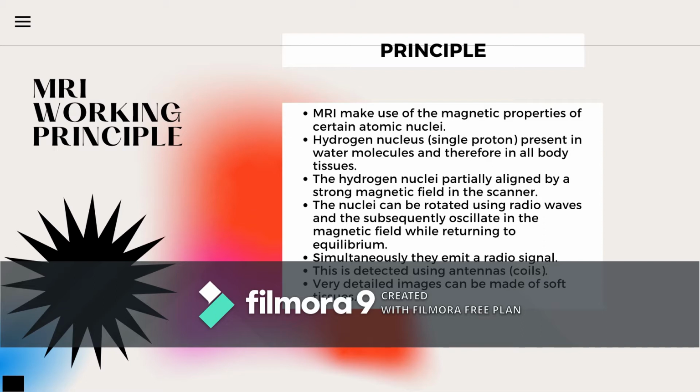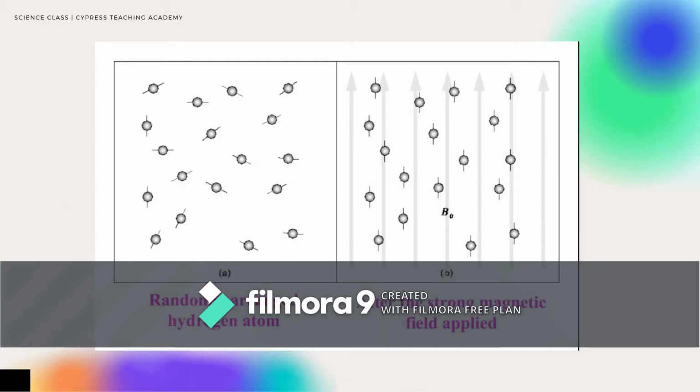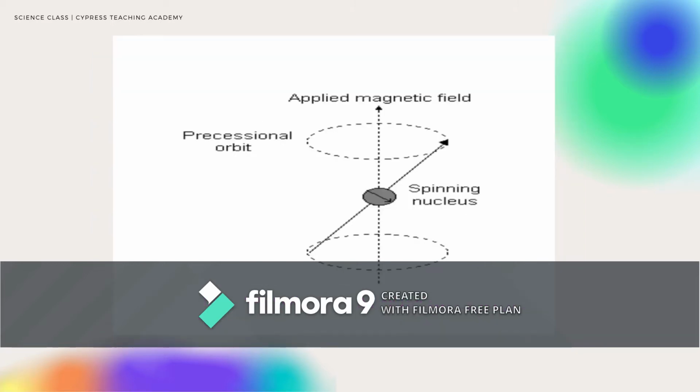Simultaneously, they emit a radio signal. This is detected using antennas, which are coils. Very detailed images can be made of soft tissues. In this figure, in the absence of a strong magnetic field, hydrogen nuclei are randomly aligned as in A. When the strong magnetic field is applied, the hydrogen nuclei precess about the direction of the field as in B.